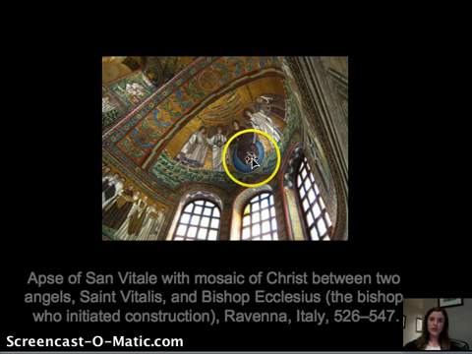You see Christ here at the center, beardless, wearing a purple garment suggesting royalty, authority. You have the figure of the original bishop, Ecclesias, who was the bishop when it was first founded, presenting a little model. And then you have a figure of San Vitale, Saint Vitalis, the individual who was martyred and for whom this church is named.